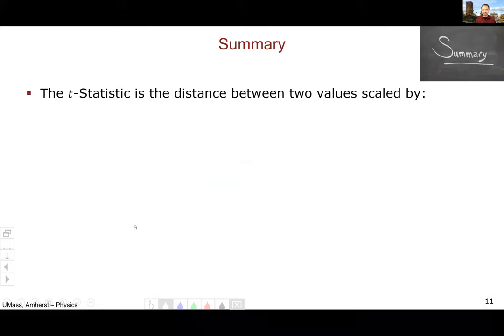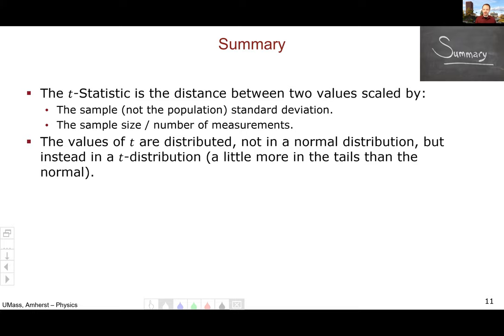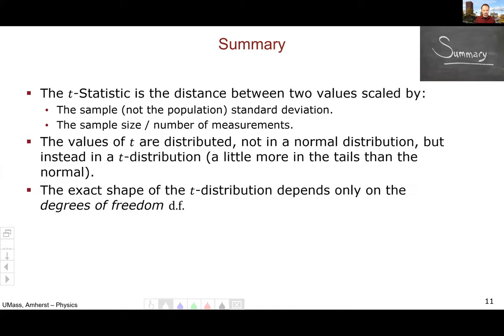So in summary, the t statistic is the difference between two values, in this simple example the result of our experiment and some theoretical value, scaled by the sample, not the population, standard deviation. This is an important distinction between the T and the Z statistics, and the sample size or the number of measurements. The values of T are distributed not in a normal distribution, but instead in this T distribution, which has a little more in the tails than the normal. Now, if the number of experiments gets very, very large, then the difference between the T and the normal kind of disappears. But for realistic sample sizes, the difference can be somewhat significant.